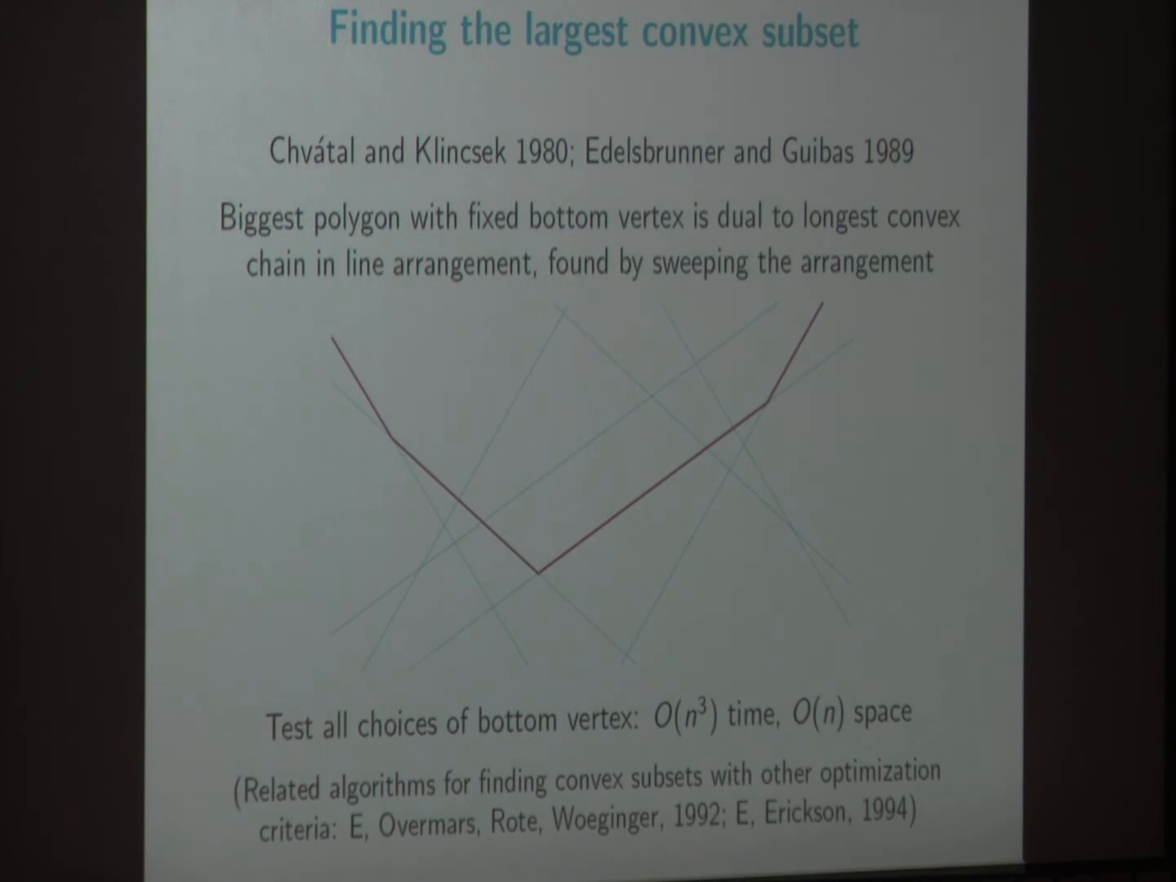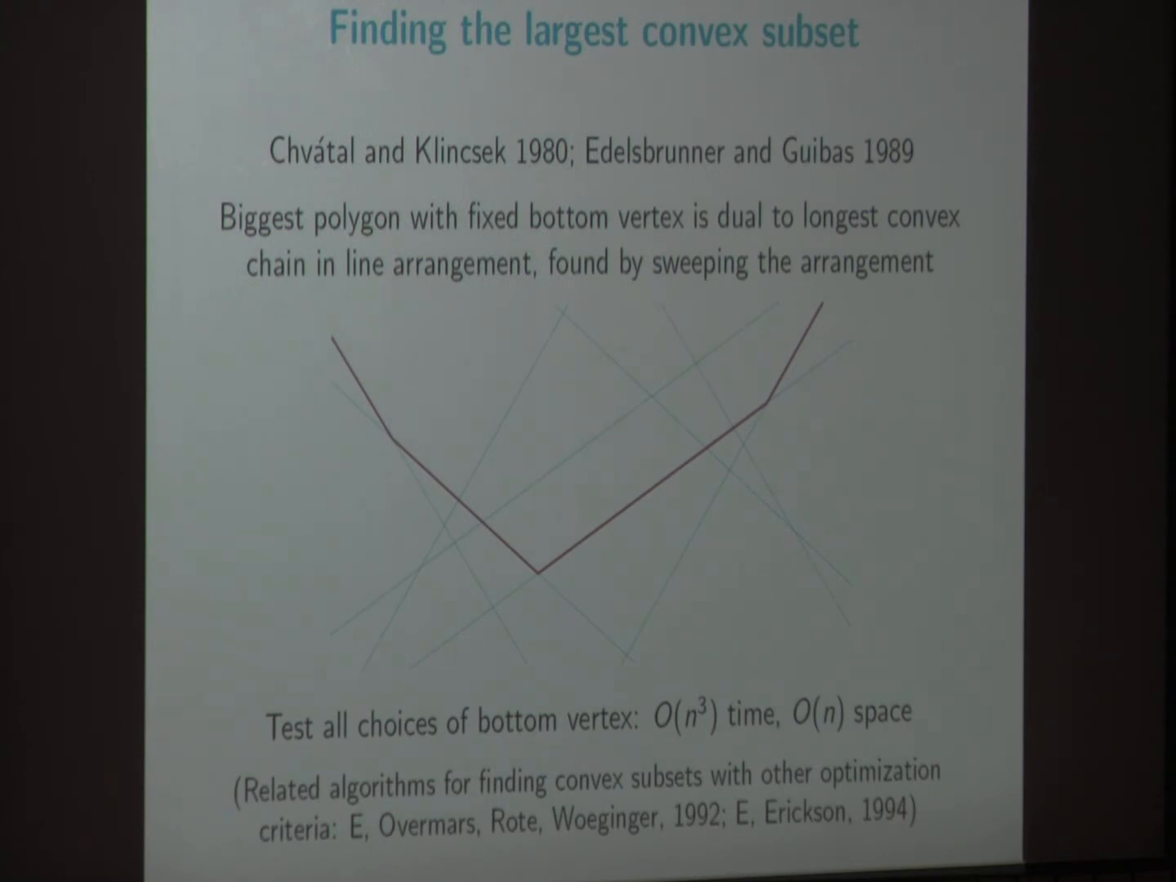So you can obviously start thinking about algorithmic versions of this problem. We're computational geometers, right? So, as far as I know, the history of algorithms on this problem started with Chvátal and Klincsek in 1980, who described a dynamic programming algorithm for the problem. But it was somehow simplified and sped up by Edelsbrunner and Guibas in '89.